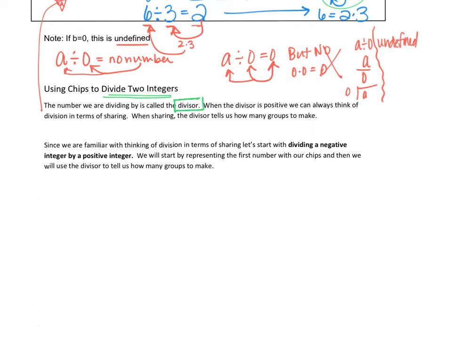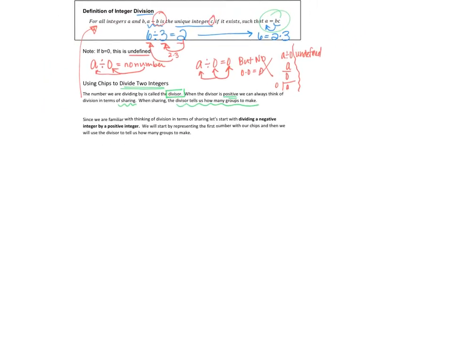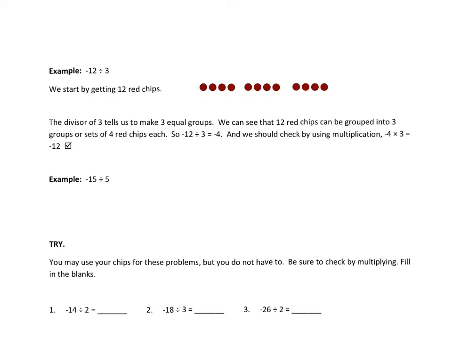And when the divisor is positive, we can think about it in terms of sharing. So the divisor tells you how many groups to make. So let's scroll to the next part. Looking at this next page, if we see negative 12 divided by 3, that's our positive number, it's telling us how many groups or sets we'll have.